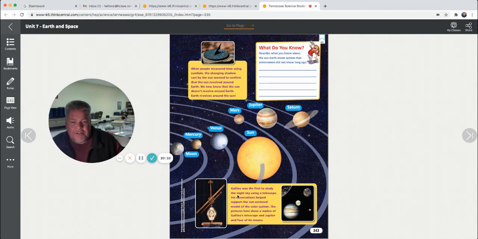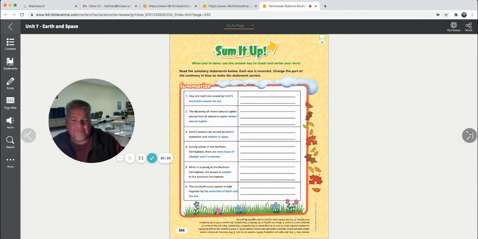Galileo was the first to study the night sky using a telescope. His observations helped support the sun-centered model of the solar system. The pictures here show a replica of Galileo's telescope and Jupiter and 4 of its moons. Telescopes showed us that we were revolving around the sun.